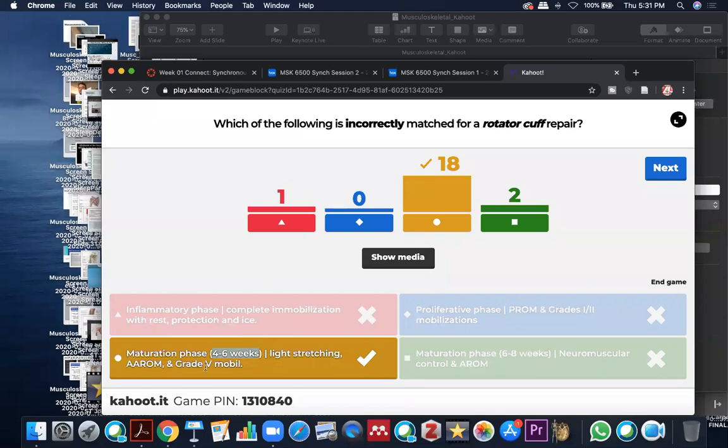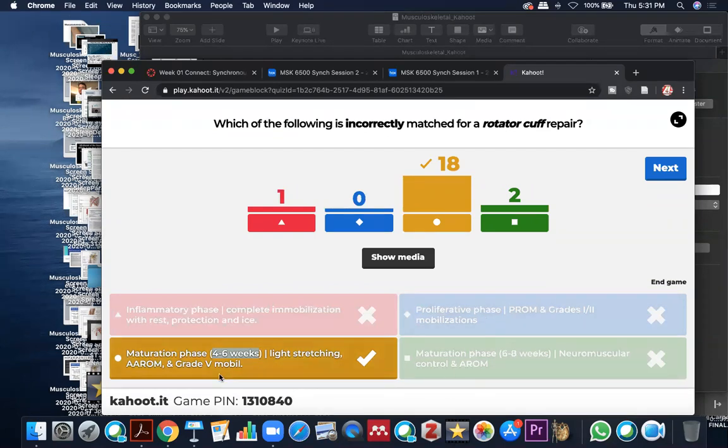So the main problem with this is that when you start the maturation, so you got inflammatory. That was the first, at least in the rotator cuff repair. This was the first 2 weeks for inflammatory. Then proliferative phase, that's weeks 3 and 4, or I think it's weeks 2 to 4. Which I guess you could say 3 to 4. And then you start the maturation phase.